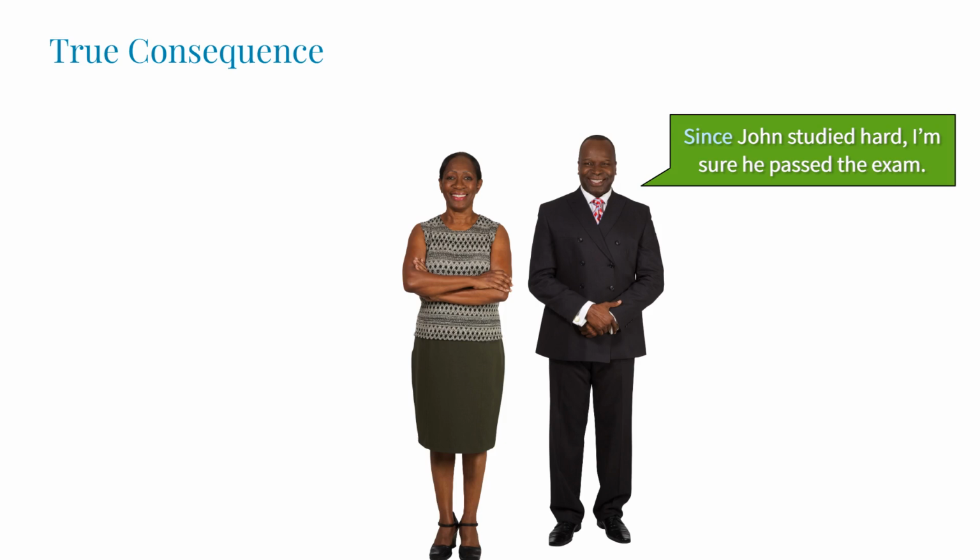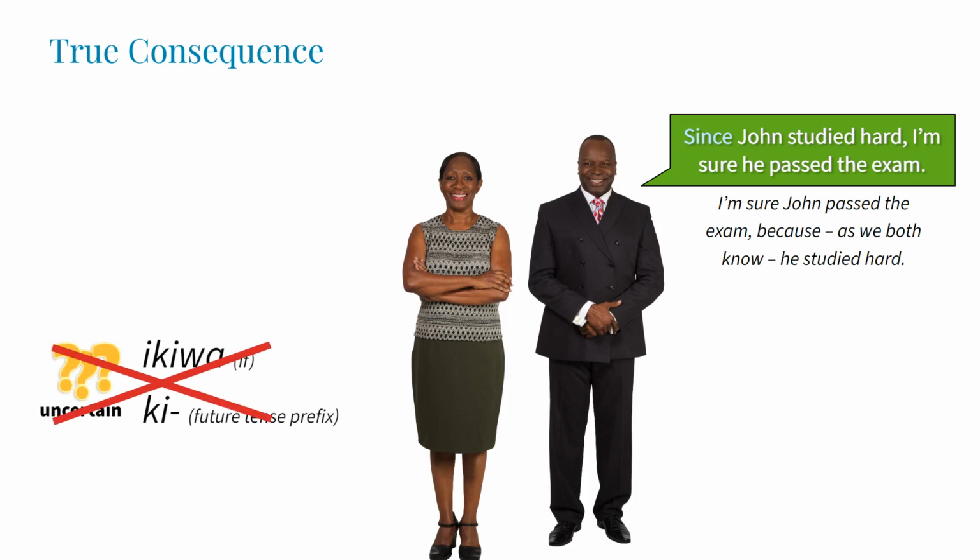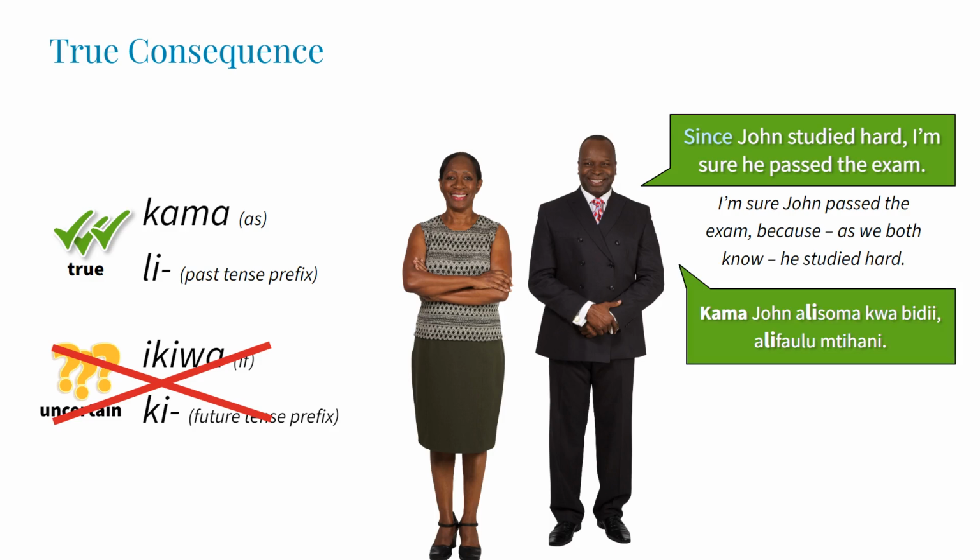Both of these sentences mean something like, I'm sure John passed the exam because, as we both know, he studied hard. In Swahili, if we know that John did in fact study hard, it is not possible to use ikiwa or ki, which we saw earlier. Instead, the word kama, which means as, is used, along with the past tense prefix li. Kama John alisoma kwa bidii, alifaulu mtihani. As John studied hard, he passed the exam.